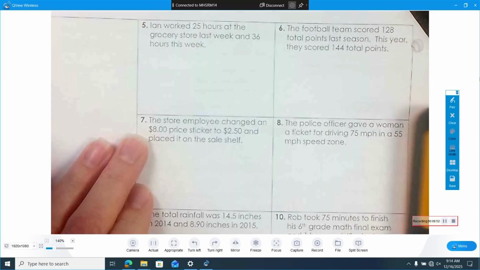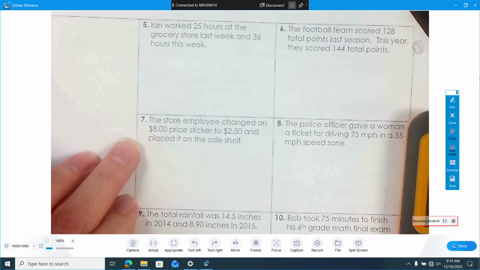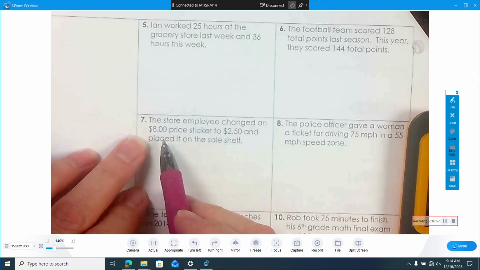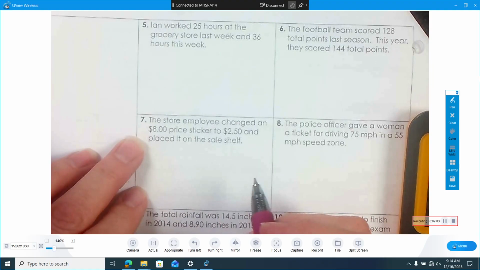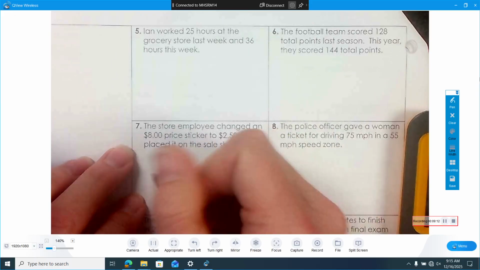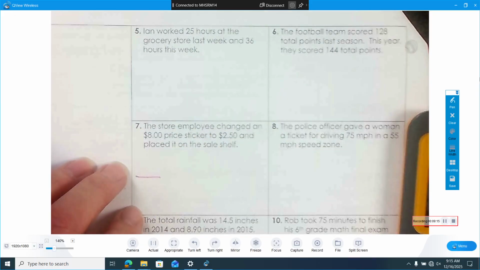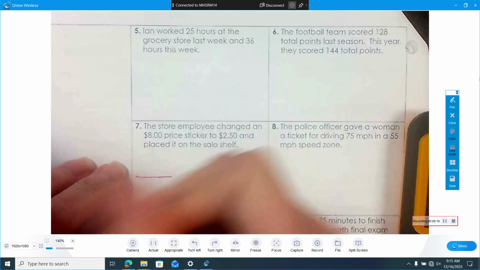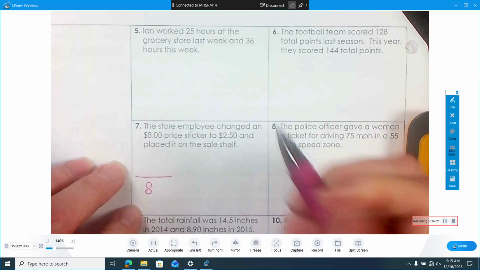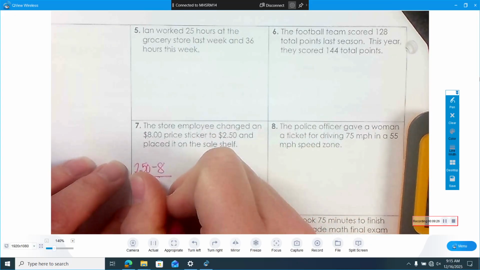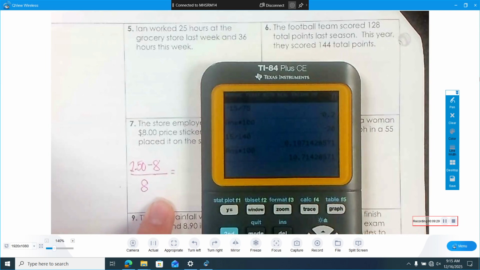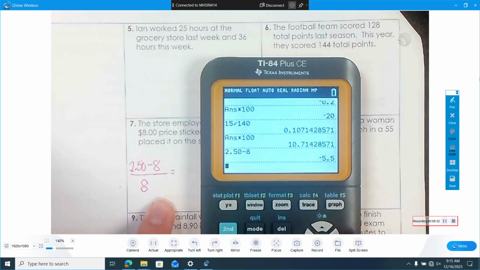Let's look at number 7. Number 7, the store employee changed an $8 price sticker to $2.50 and placed it on the sales shelf. Does it have a percent increase or percent decrease, you think? It's decreasing, absolutely. So what should I do for my little ratio here? What should I write? 8 on the bottom, and then I'm going to do 2.50 minus the 8, the new minus the old. 2.50 minus the 8 is negative 5.5.